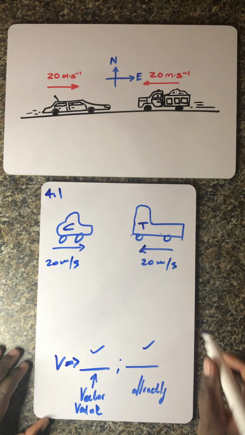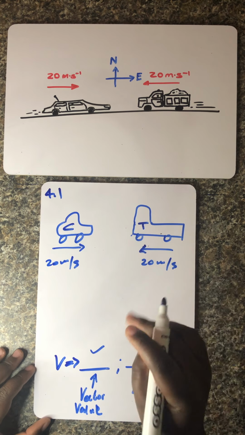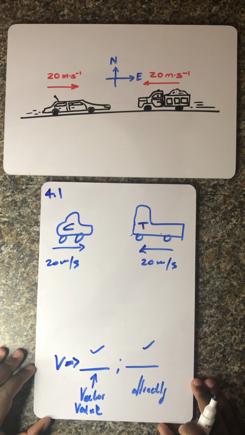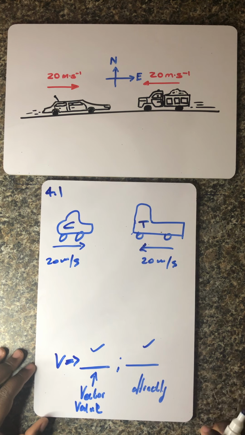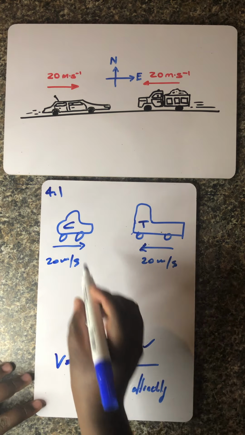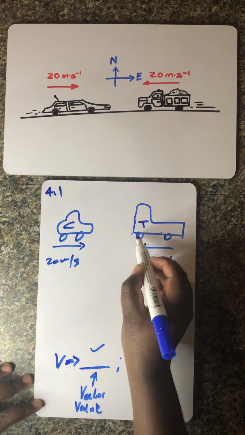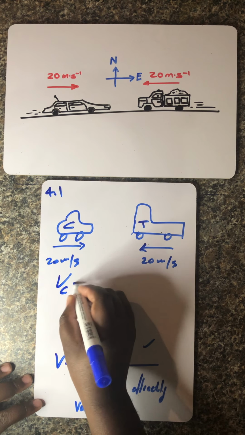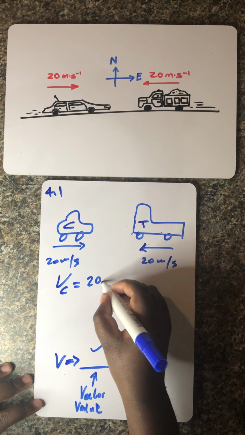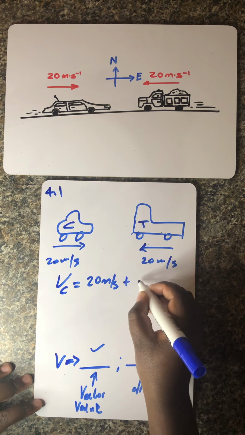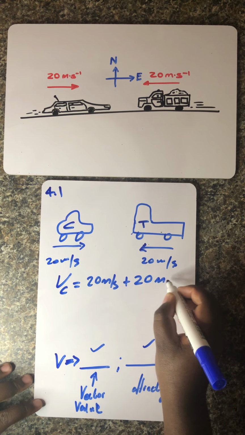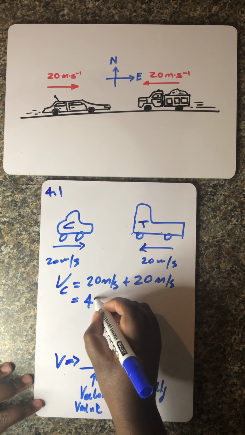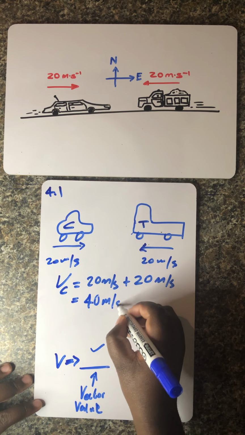Ladies and gentlemen, let me first answer this question. I'll give you a few examples which I hope will help you understand. So that means this car relative to that truck, the velocity of the car is equal to 20 meters per second plus 20 meters per second, which is 40 meters per second.